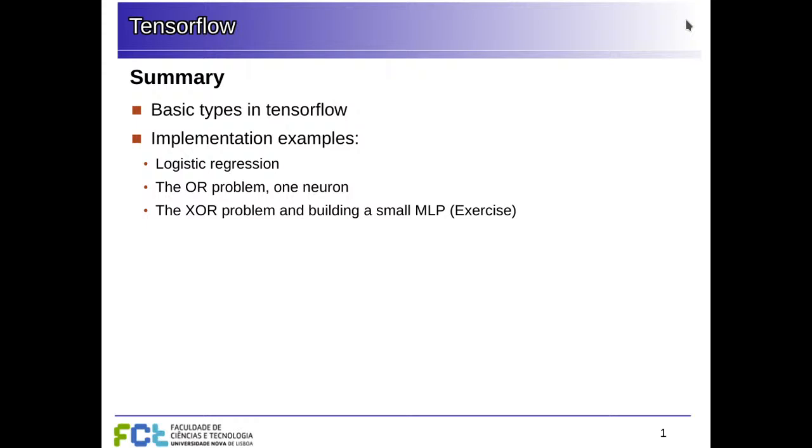We're going to implement a simple logistic regression, then solve the OR problem with one neuron, and then you're going to solve the exclusive OR problem building a small multi-layer perceptron. This will be the exercise part, but I recommend you following the whole lecture as a tutorial afterward during the tutorial part, and then finally trying to build the multi-layer perceptron.